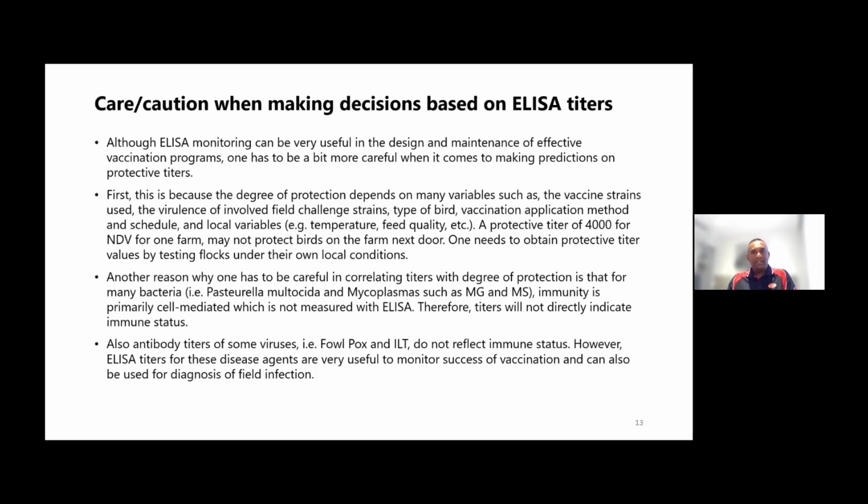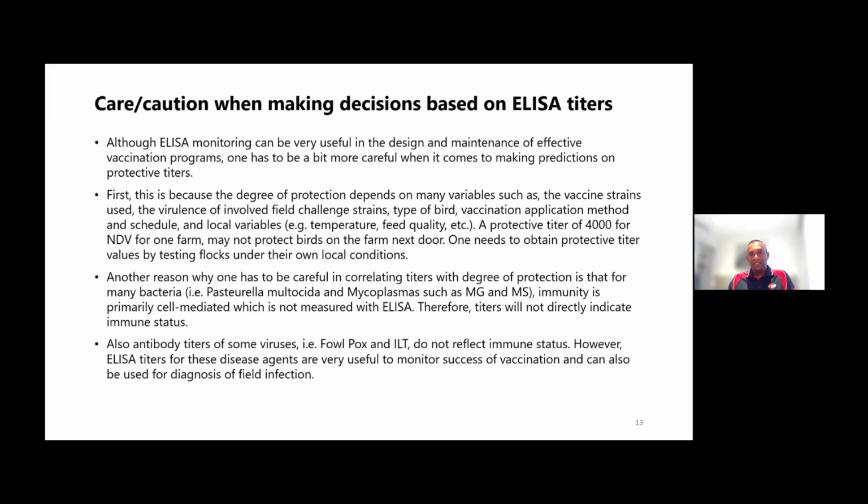Another reason is that for some bacteria like Pasteurella and Mycoplasma, the immunity is primarily cell-mediated, so you will not have a good ELISA response or seroconversion response to measure. Therefore, titers do not directly indicate immune status in these birds. And also titers of some viruses like fowlpox or ILT do not reflect immune status.